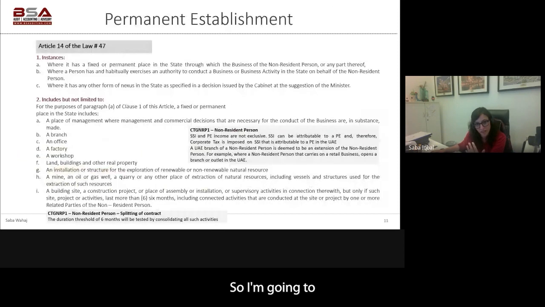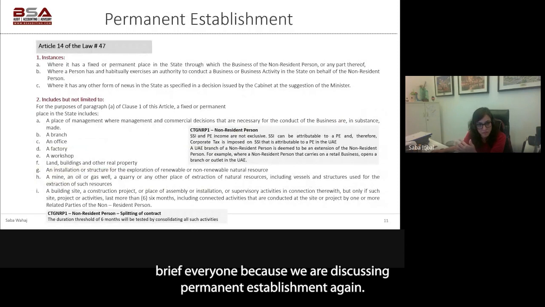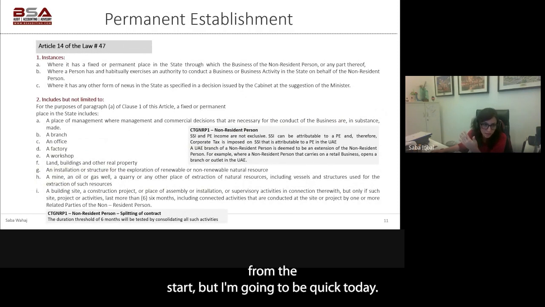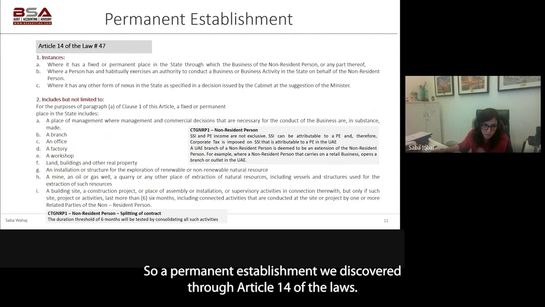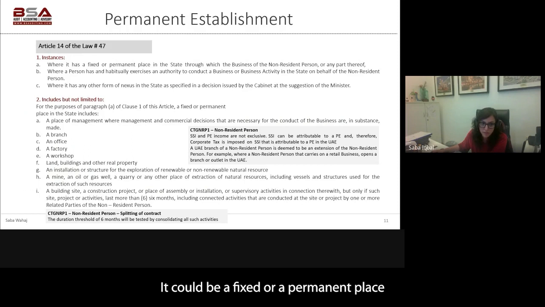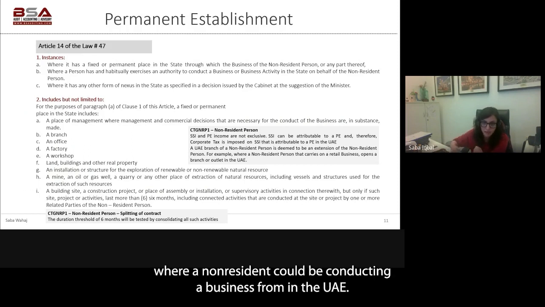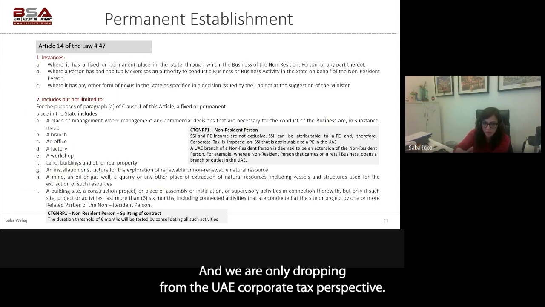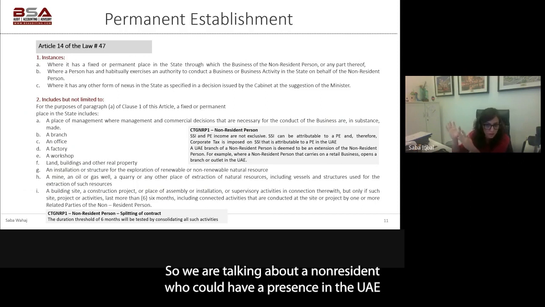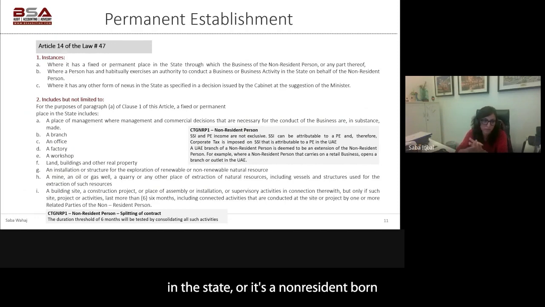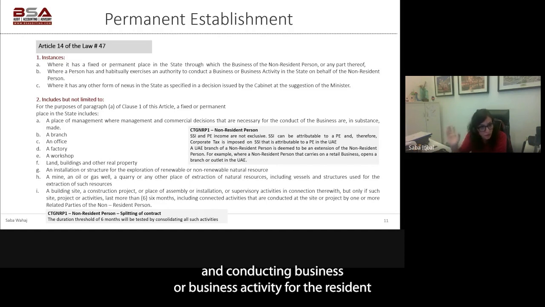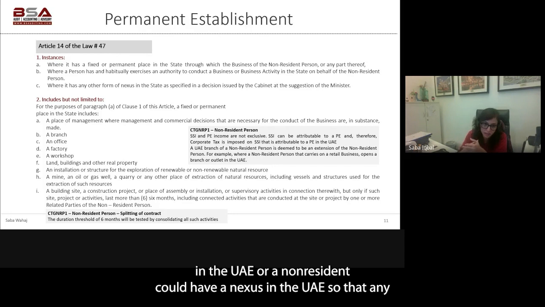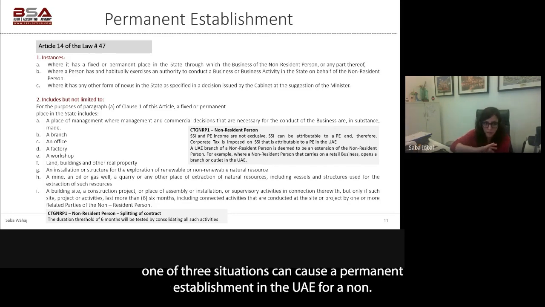So I'm going to brief everyone because we are discussing permanent establishment again. I'm going to start from the start, but I'm going to be quick today. A permanent establishment, which is covered through Article 14 of the law, could be a fixed or a permanent place from which a non-resident is conducting business in the UAE. And we are only talking from the UAE corporate tax perspective. So we are talking about a non-resident who could have a presence in the UAE, in the state. Or, point B, a non-resident who could have a person habitually exercising and conducting business or business activity for the non-resident in the UAE, or a non-resident could have a nexus in the UAE. So any one of three situations can cause a permanent establishment in the UAE for a non-resident.